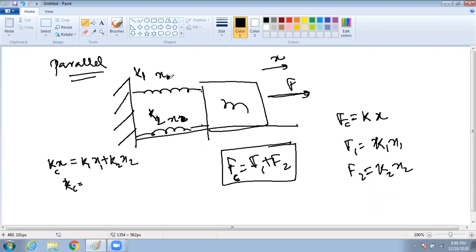I made a mistake. This extension here also, how much? Same extension here also. Because the spring constant is different, but the extension is the same. Earlier in the series case the extension was different; here it is the same extension. So this x1 is equal to x2. That means your Kc will be K1 plus K2.